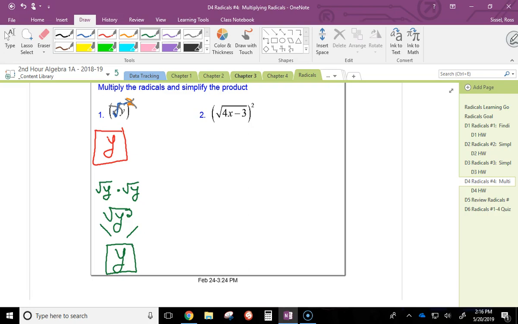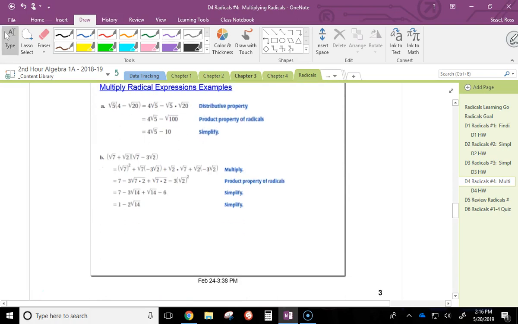So the square root of 4x minus 3, and I've squared it. Squaring eliminates our square root. I'd be left with 4x minus 3. Multiply radical expressions. You can look at these examples. I'm going to go ahead and kind of move forward because I think it's easier when we actually do it. But all you're going to see is how they are distributing to get to their final answer, and then simplify.